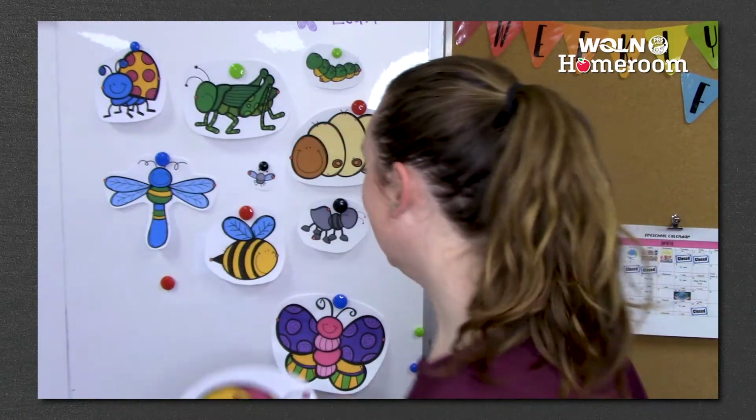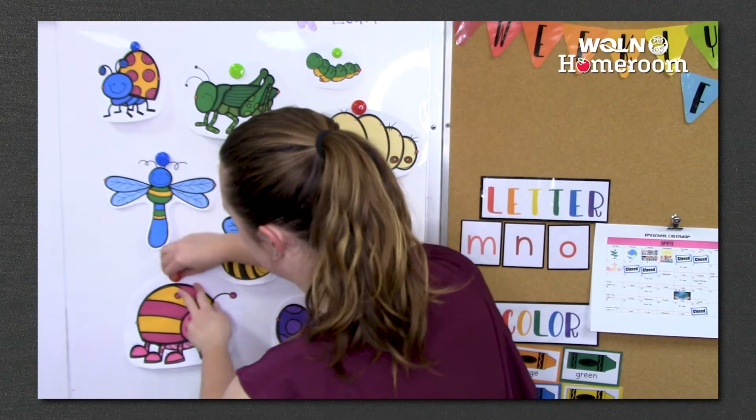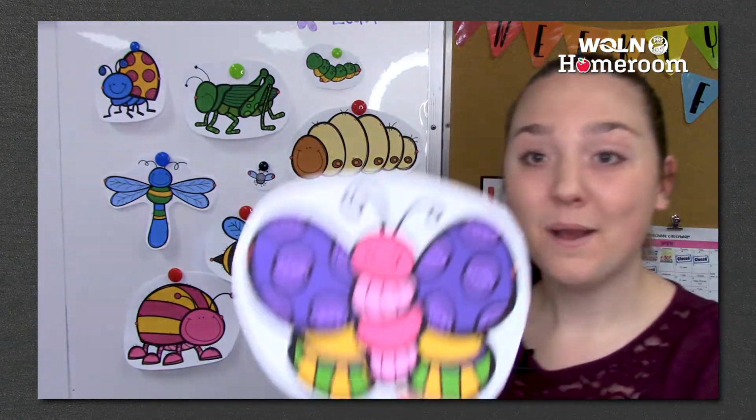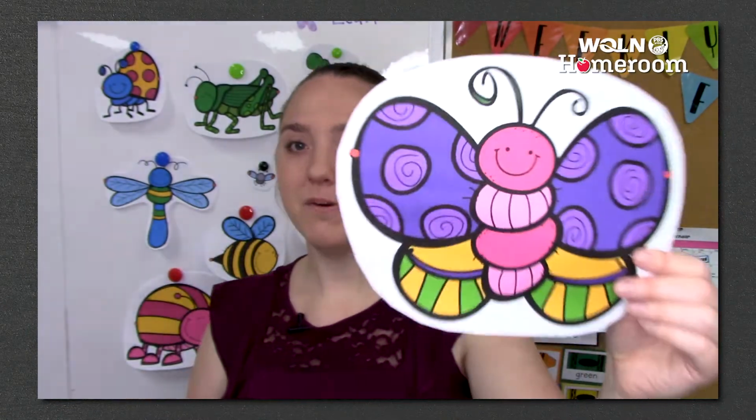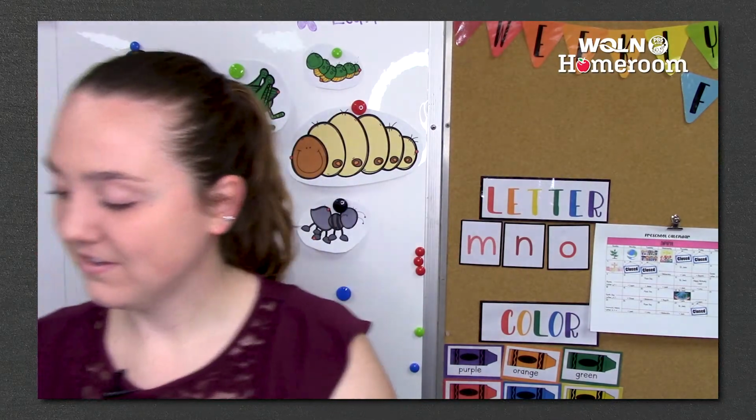Alrighty, our last insect to measure is our butterfly. So we're gonna measure from one wing to the other wing. Alrighty, should we start with 2 cubes or 1 cube? Because our butterfly is kind of big. Right, let's start with 2.